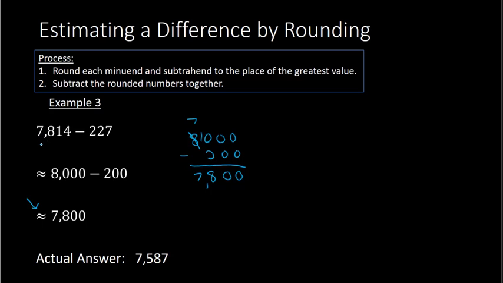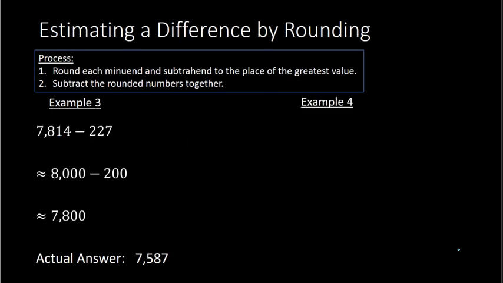So for example, the 7,800, if I wanted to make it more accurate when I round, instead of rounding to the thousands place, I could have rounded to the hundreds place. So if I would have done it that way, this would have rounded to 7,800, and we could have left this the same as 200. So 7,800 minus 200 would have gave me 7,600. And 7,600 is closer to the actual answer. So you could always increase the accuracy of your rounding by rounding to a lower place value. But if it's not specified, you just always round to the place of the greatest value.